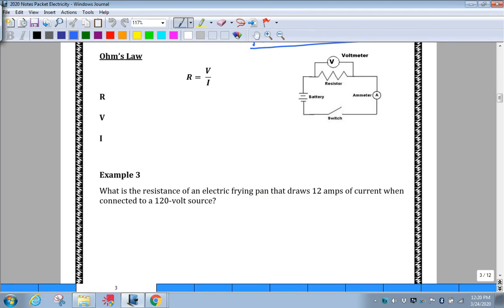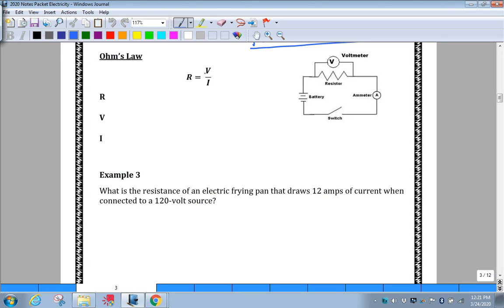Okay, hi everybody. We're going to continue on today with Ohm's law. And Ohm's law we'll be using in every circuit from now to the end of the unit, and you're going to get very comfortable with it. It shows us the relationship between voltage, current, and resistance, and we'll see how that relationship changes based upon the types of circuits we're going to have.